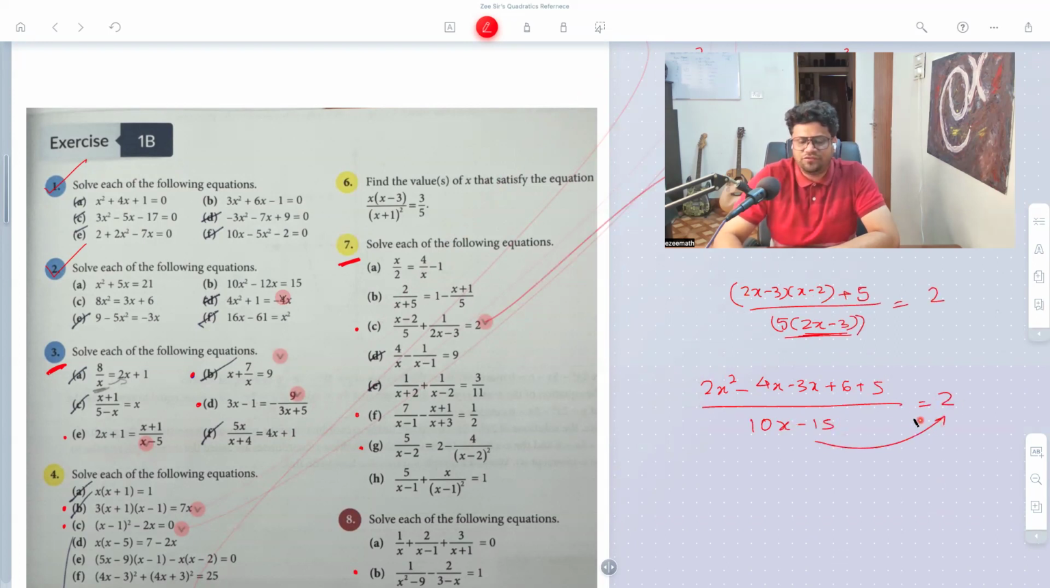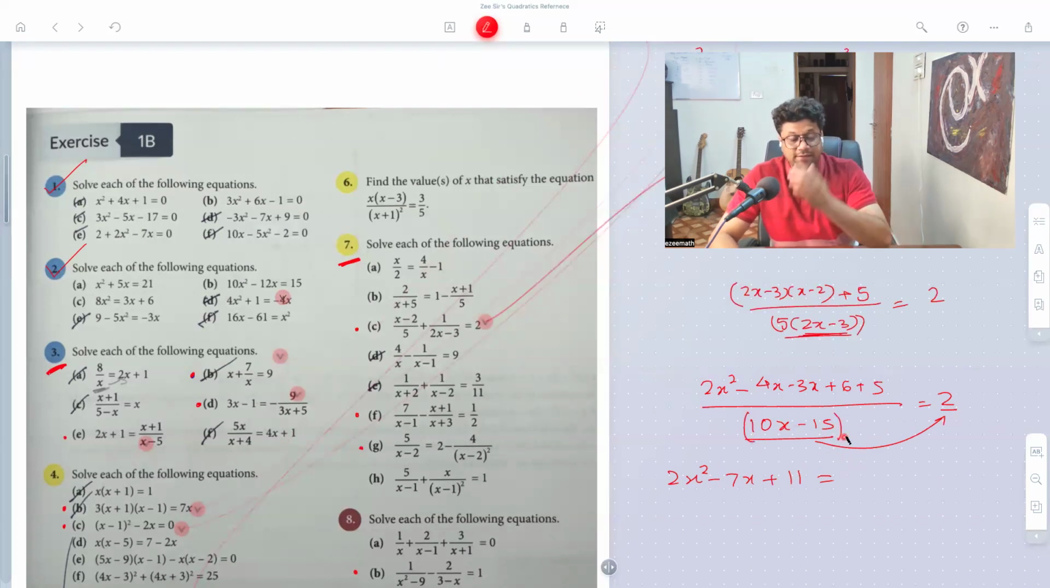Now this whole thing moves to the other side. 2x squared minus 7x plus 11. That's what you have on the numerator. This whole thing multiplies with the 2. Remember, there is a common mistake when people multiply the 2 with the 10x and they don't multiply it with the negative 15. Well, that's a silly thing and you should not do something like that.